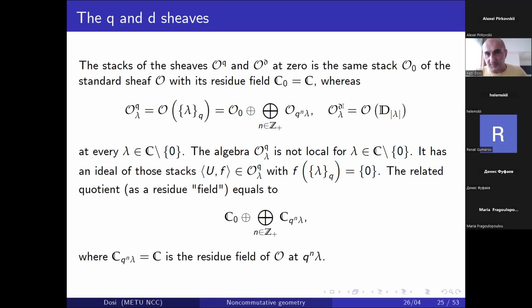Well, for the D topology, we have this one again, the algebra of all stalks of holomorphic functions on this closed disk of radius lambda centered at 0. Can you see the algebra is not local anymore? It's something else. You can talk about the ideal of those stalks which vanish at this point. You can again talk about the residue field, but it's not a field anymore. The residue field looks like that. It's decomposed into an infinite sum. Okay, so we got two sheaves as well, OQ and OD.